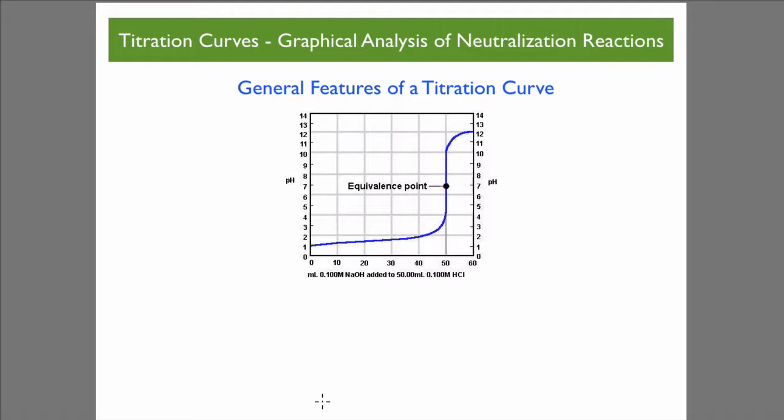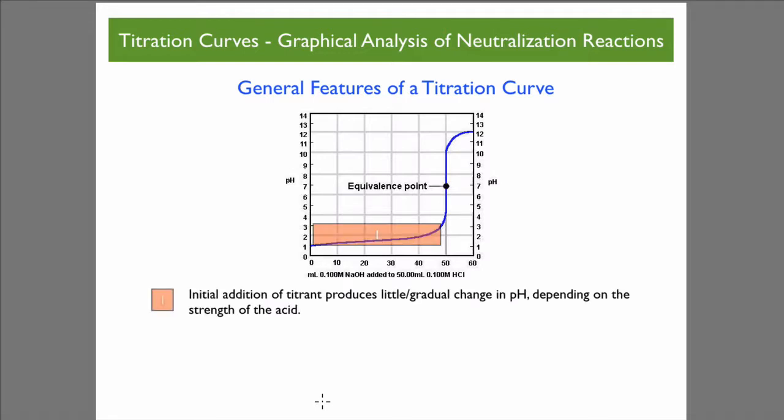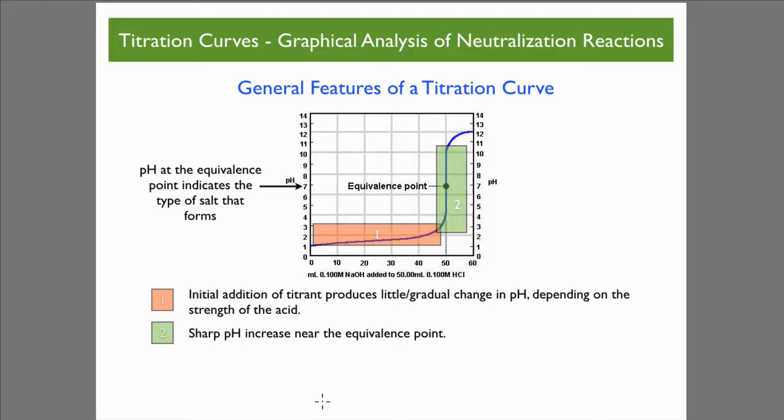The general features of a titration curve. You've got the section below here, which is when the initial addition of titrant produces a gradual change in pH, depending on the strength of the acid. So in this case, you're adding a base to an acid, and you can see it doesn't change too rapidly. Then all of a sudden you get a sharp pH increase near the equivalence point.